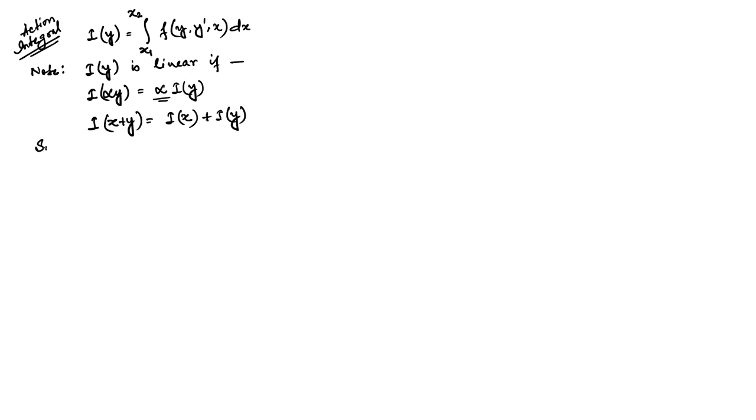Similarly, if we have say B of x comma y, it is bilinear if B of x plus y comma z is equal to B of x comma z plus B of y comma z.